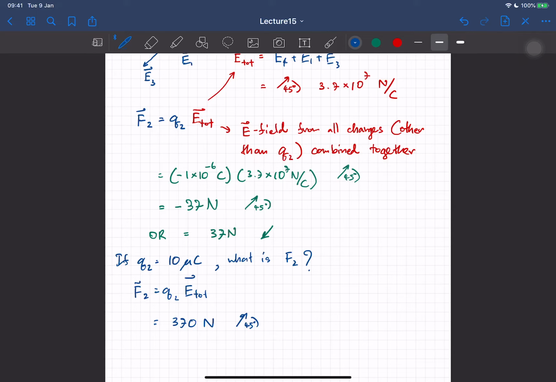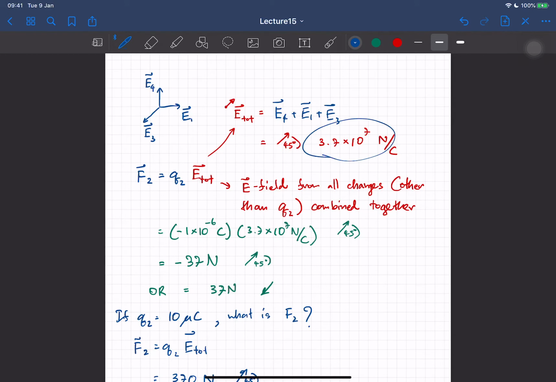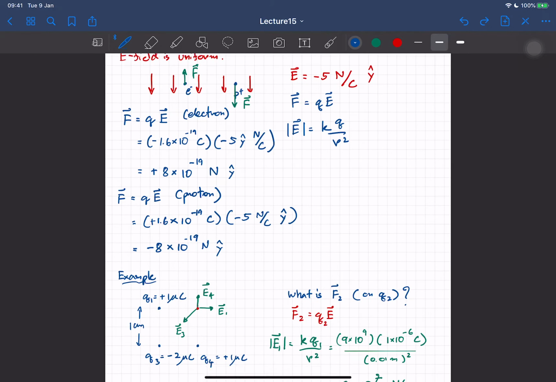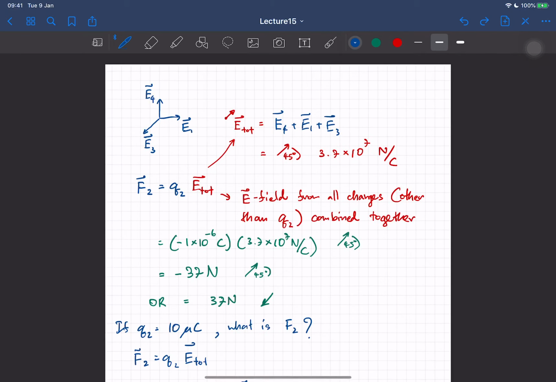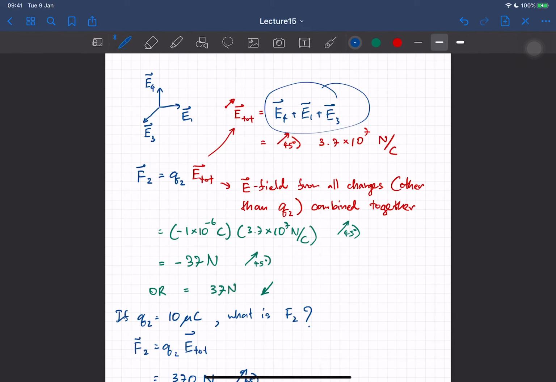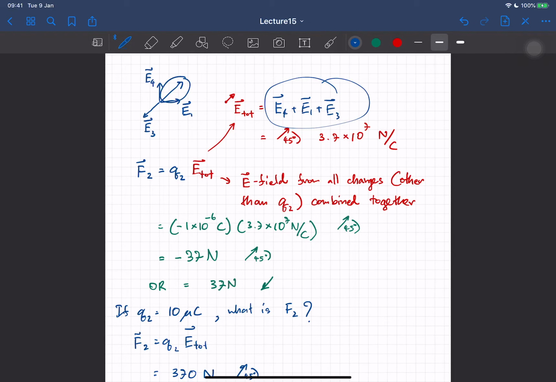Where? The electric field? Three times 9. Well, each electric field is 9 times 10 to the 7. You need to add like you add vector. You cannot just add them together. Remember, electric field is vector. So you need to combine these two together. That gives you this one. But then this one and E3 point in the opposite direction, so you need to subtract them.